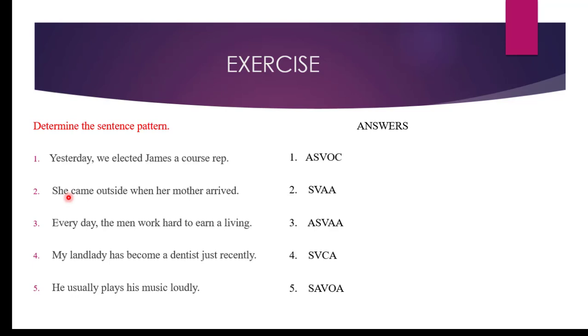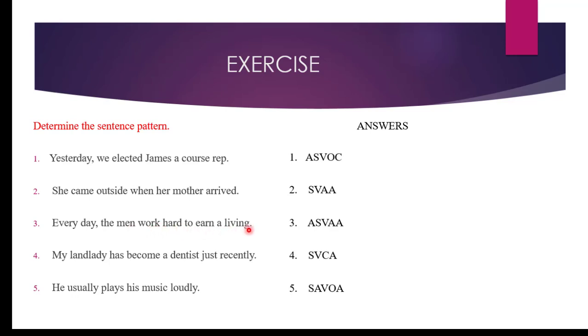Let's move on to this one. We have SVAA pattern. How? S stands for our subject, which is she. Came becomes our verb. Outside becomes our adjunct because it is an adverb of place where the action took place. Then we have "when her mother arrived," and it is functioning as our adjunct because it is giving us information about time. It is an adverbial clause of time. Therefore, it functions as an adjunct. SVAA.